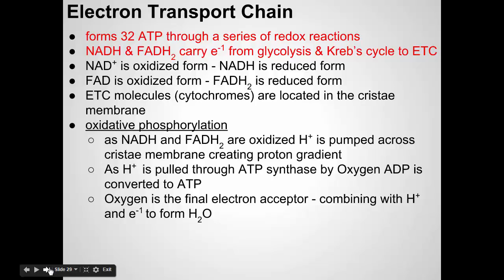Okay? So they establish this proton gradient, and then as those hydrogen ions are pulled through by the enzyme ATP synthase, that is what generates the ATP. ADP is converted to ATP. The final electron acceptor is oxygen. So as oxygen accepts these hydrogen ions and electrons, we end up with water. Again, that's one of the end products of respiration, and it comes from these hydrogen ions going through that concentration gradient, electrons being accepted to form water.